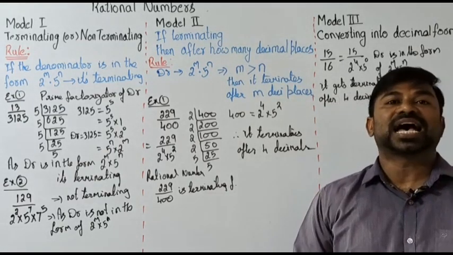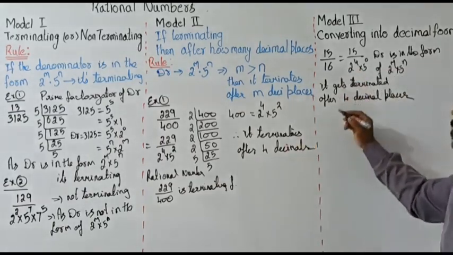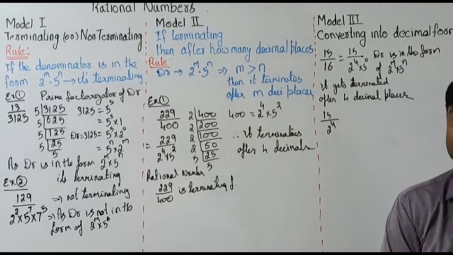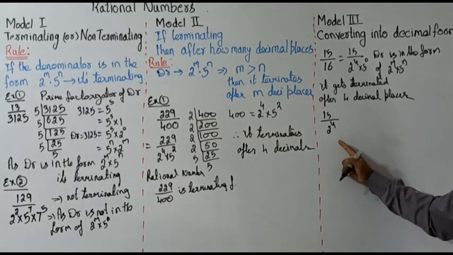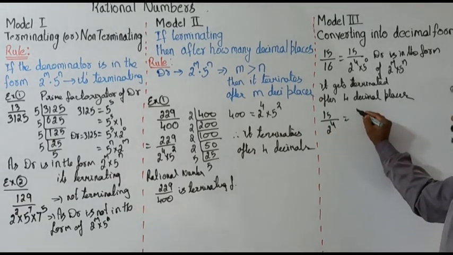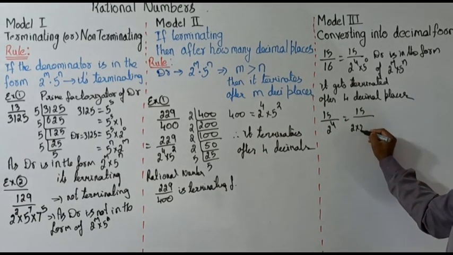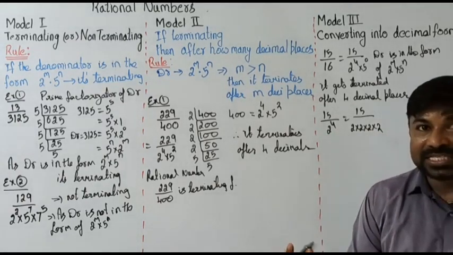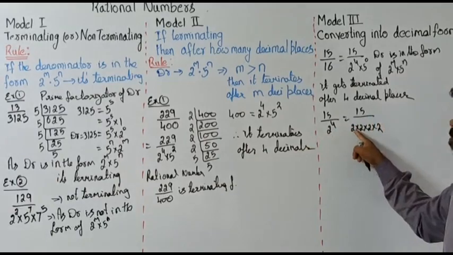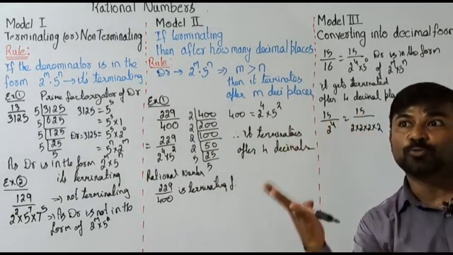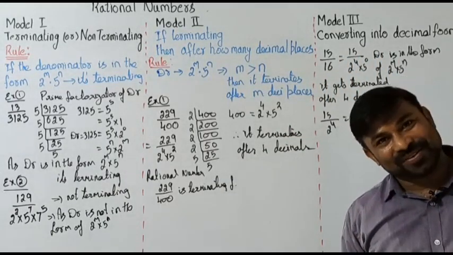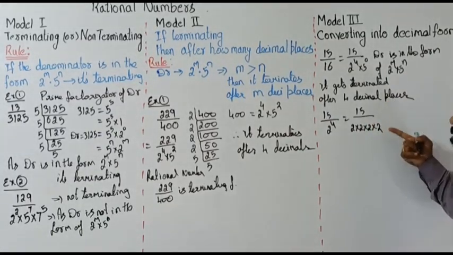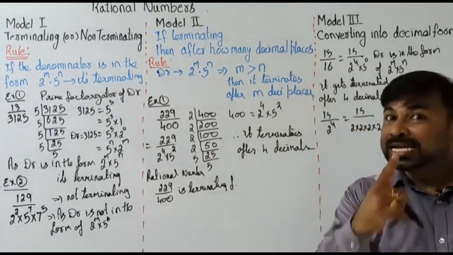Yes, it's fine, but he's asking us to terminate that and show it. We will do one thing. 15 by 2 to the power 4 is there. Now to pair up with this, how many 2's are there? Can I write it as 2 into 2 into 2 into 2? To make it equal with 5's, how many 5's do we need? We have 4 2's, so bring 4 5's there. That is 5 to the power 4, multiplied and divided in both numerator and denominator.